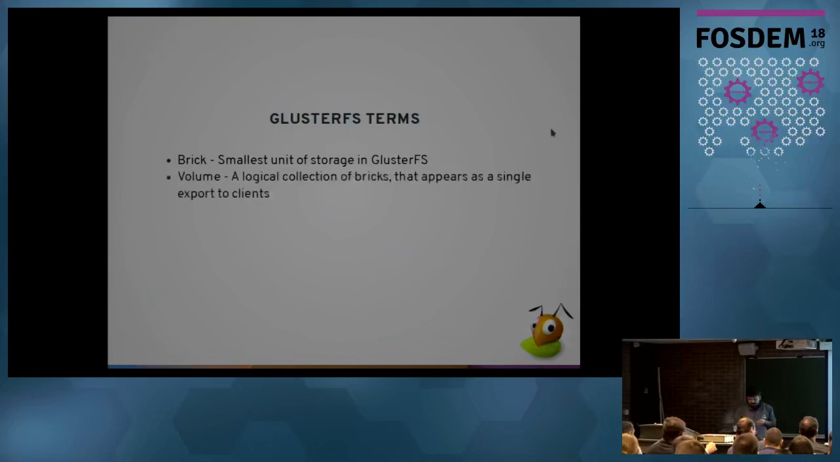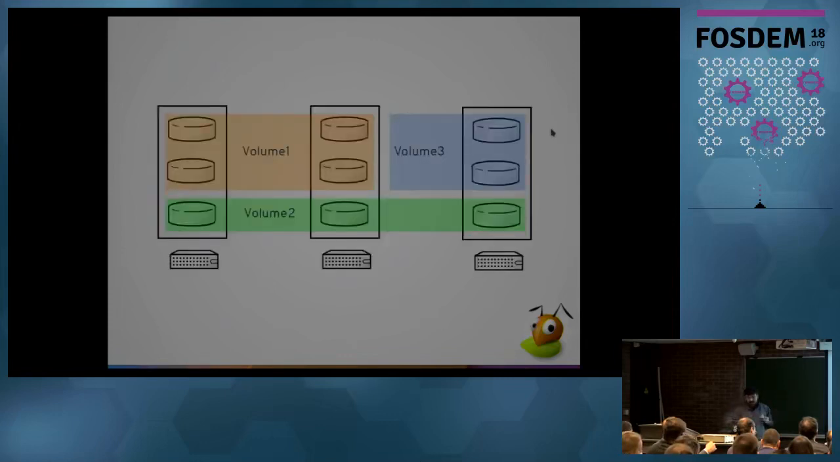And then we have a volume. A volume is a logical collection of these bricks to provide you with distributed, replicated, redundant storage. So we have servers with disks or mount points on them, and we can combine different bricks to get volumes with the different characteristics that you want. And GlusterFS makes it really easy to do this.